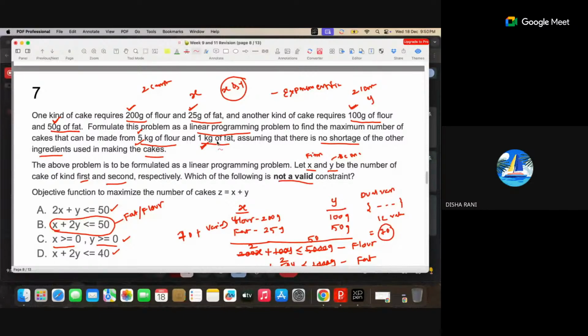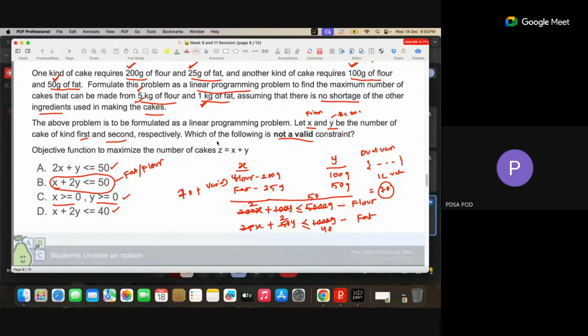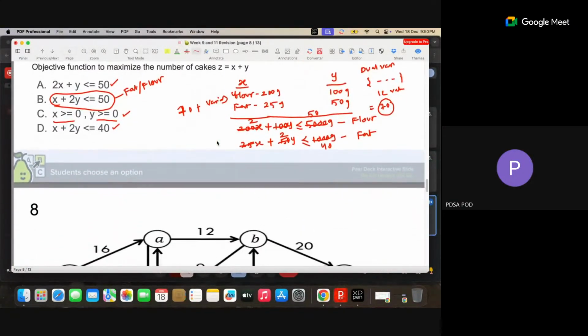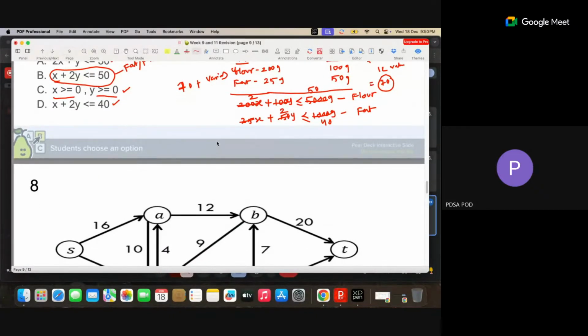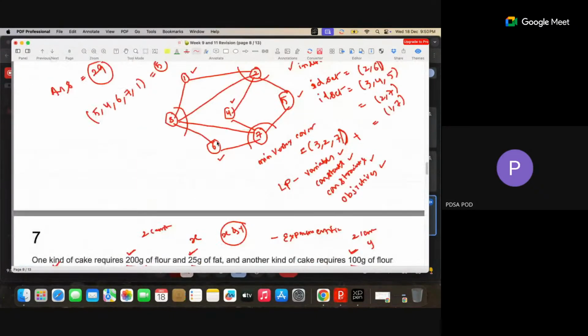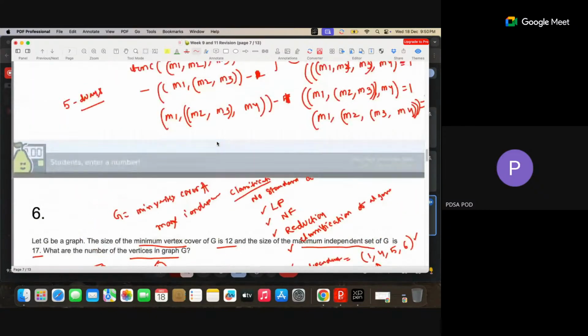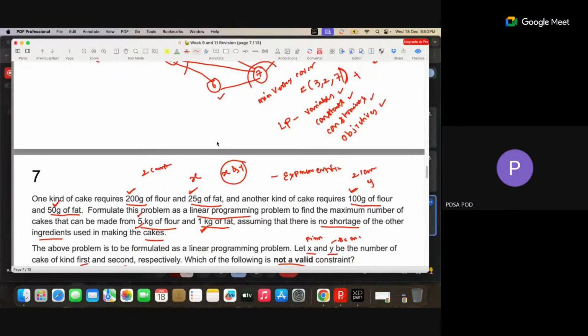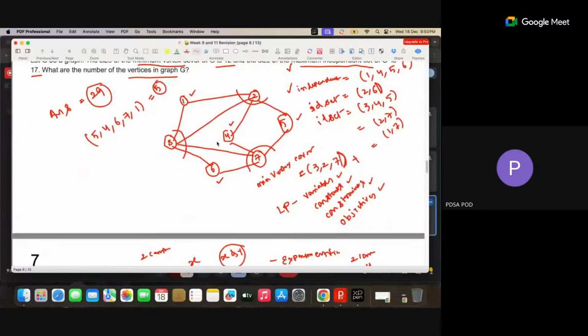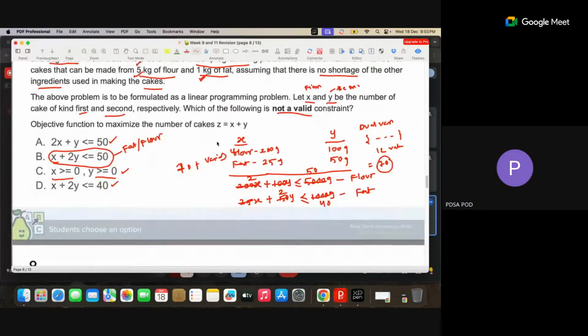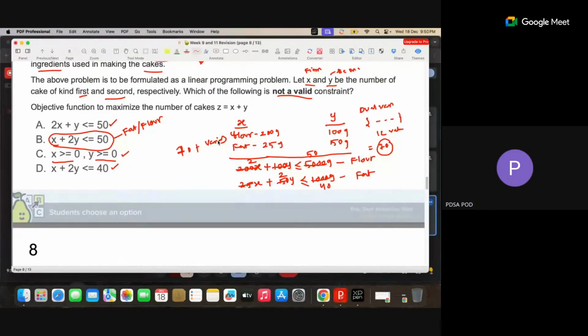Cool. So this is about the linear programming model. This is one interesting question. We have seen graphs with vertex cover, maximum independent set, minimum vertex cover. That is the linear programming model, and the kind of question we get. Another mathematical model we do in week 11 is network flows.